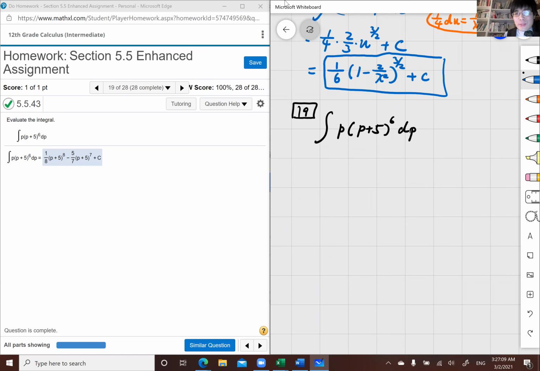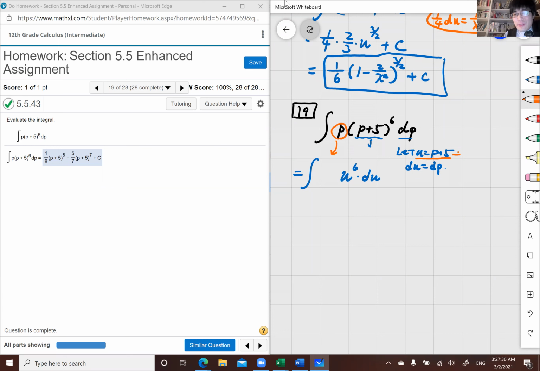Okay, the formal method is going to be to put p plus 5 as u. Let u equal p plus 5. Then du is going to be dp. So this is going to be u to the power of 6, and dp is going to be du. But you want to keep remaining with p here.